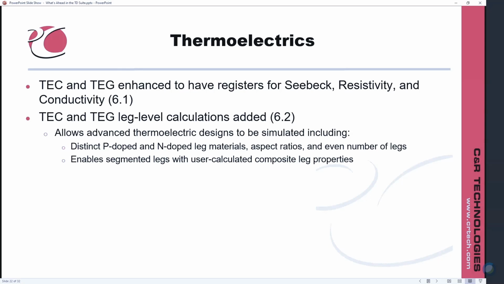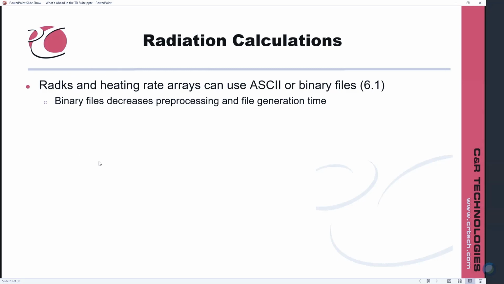Now with thermoelectrics, I always struggle with that one. Thermoelectric coolers and thermoelectric generators have been enhanced with registers for the Seebeck, the resistivity, and conductivity. That was included in 6.1. And then we've also added in leg level calculations. So this allows advanced thermoelectric designs to be simulated, including distinct p-doping and n-doping leg materials, aspect ratios, even number of legs. And it also enables segmented legs with user calculated composite leg properties.